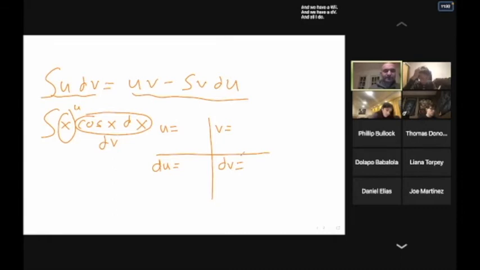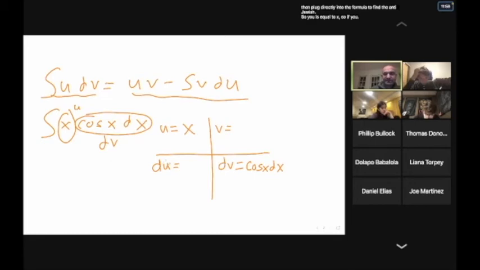And all I do is plug in what I just established, which is that u is equal to x, and the dv is cosine x dx. So we have u as x, and we have dv as cosine x dx. Well, our job now is to find the v and the du, and then plug directly into the formula to find the antiderivative. So u is equal to x.